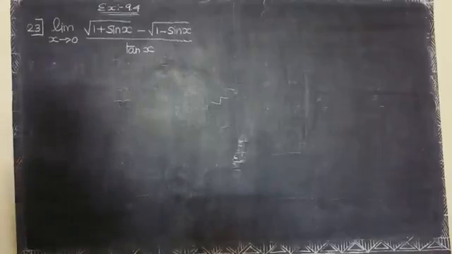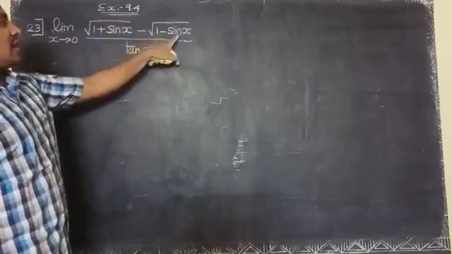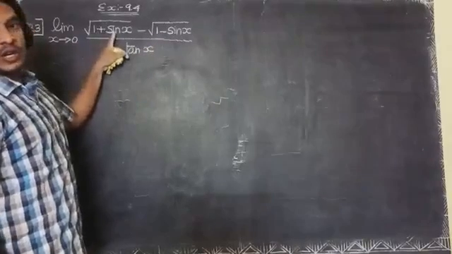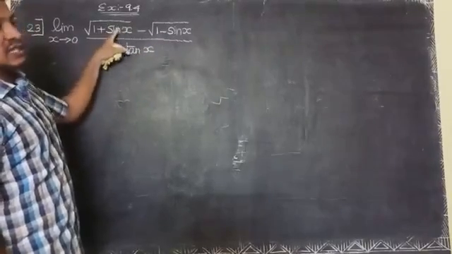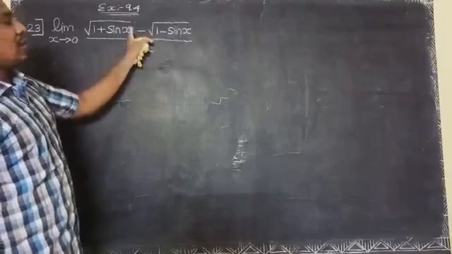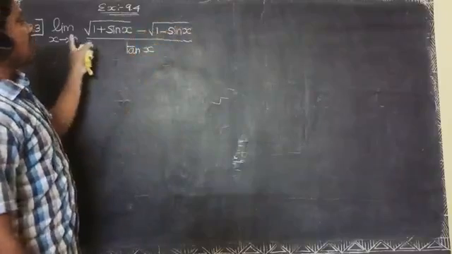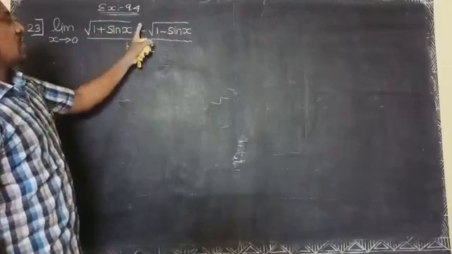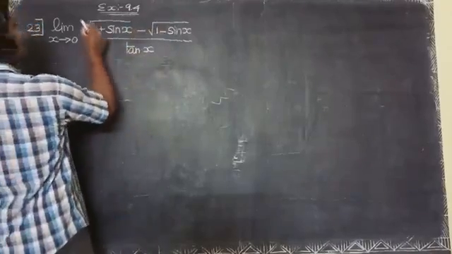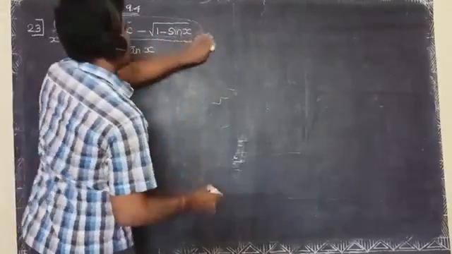Next question number 23. Evaluate limit x approaches 0, (square root of 1 plus sin x minus square root of 1 minus sin x) divided by tan x. Replace x equal to 0 into the function. 1 plus sin 0 is 1, square root of 1 is 1, 1 minus 1 is 0, tan 0 is 0. 0 by 0 is an indeterminate form. The numerator has square root of 1 plus sin x minus square root of 1 minus sin x. To remove the square roots, take the conjugate of the numerator.